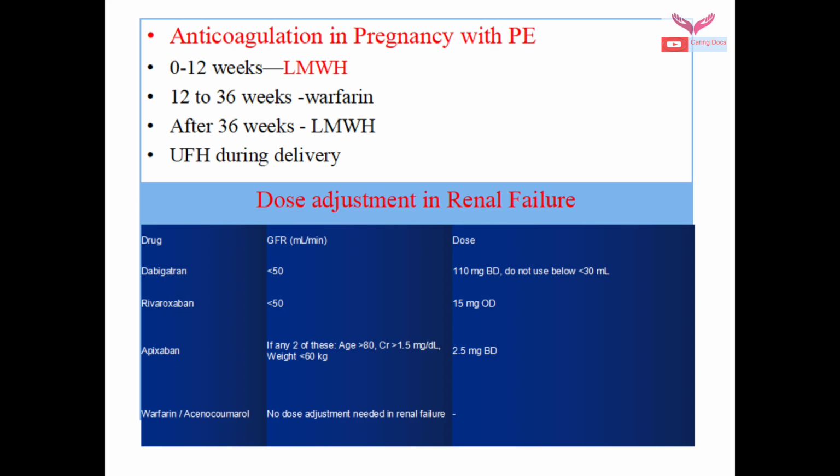The dose adjustments in renal failure are as follows. For dabigatran, if the GFR is less than 50, we give 110 milligram BD. We should not use it if the eGFR is less than 30 ml. Rivaroxaban is given if the GFR is less than 50, and the dose is 15 milligram.